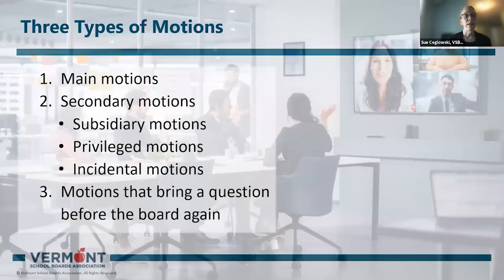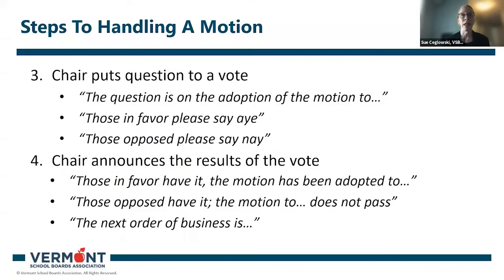So moving on to steps 3 and 4 of handling a motion. After the discussion or debate is complete, the chair puts the question to a vote. The question is on the adoption of the motion. Those in favor, please say aye. Those opposed, please say nay. And then the chair announces the results of the vote.